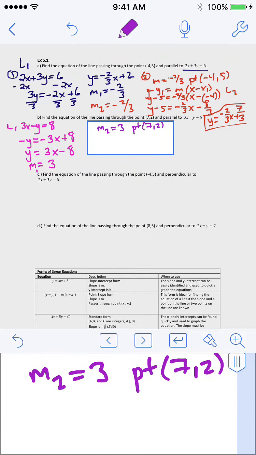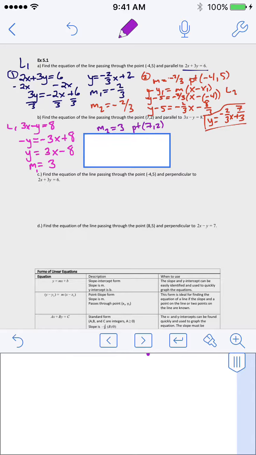Now I can solve this like last time. I have a slope of 3 and a point (7, 2). I'll mix things up. I'm going to use the y-intercept form in case you did. If you did point-slope form, you still should have gotten the same answer. But I'm going to use y equals mx plus b.